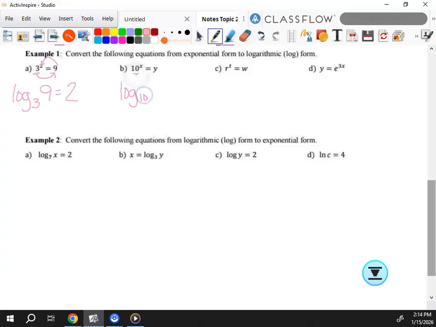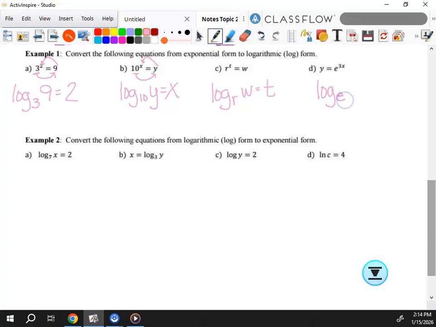We'll write it this time. And then we go around, so that's log base x of y equals x. Okay. We all good with how that works? Any questions? All right, so then this would be log base what? R of w equals t. Good. All right, then this would be log base what?